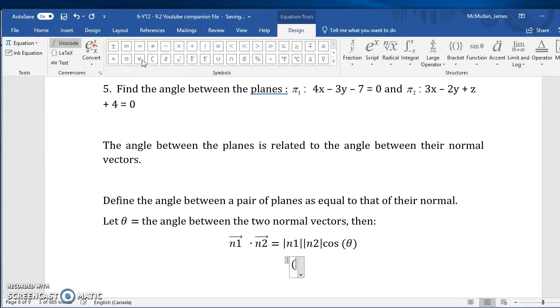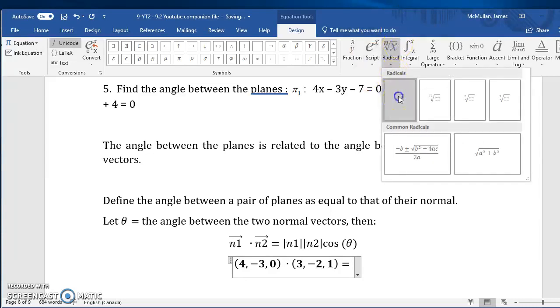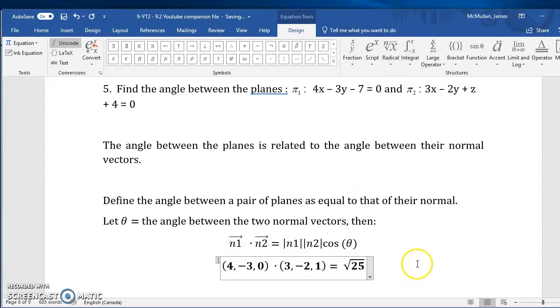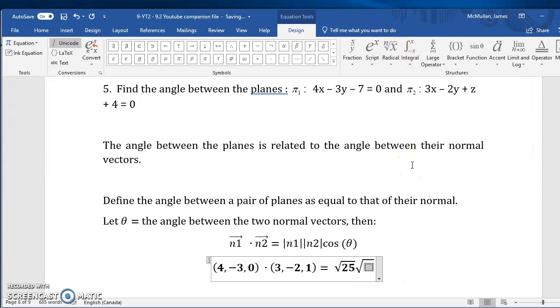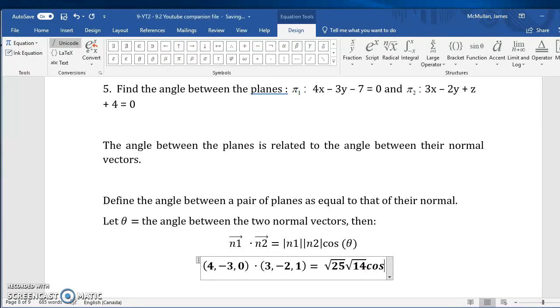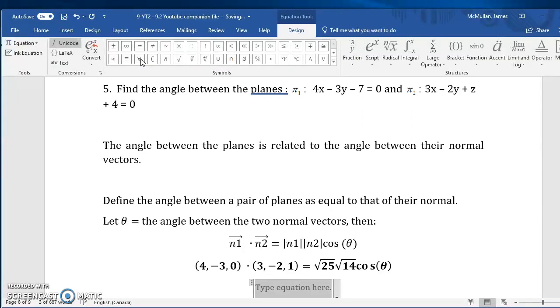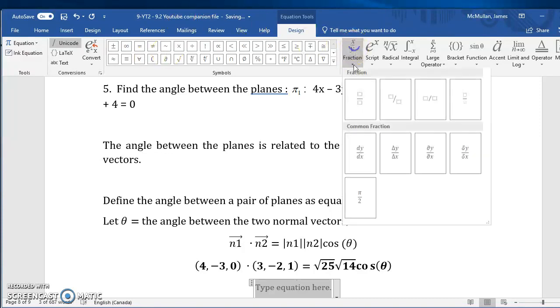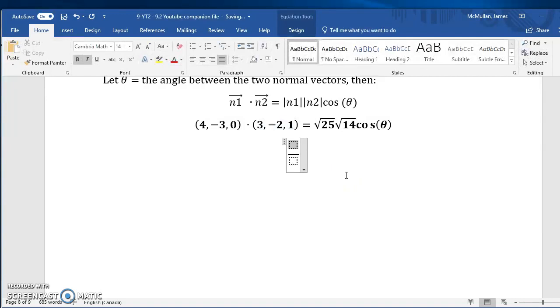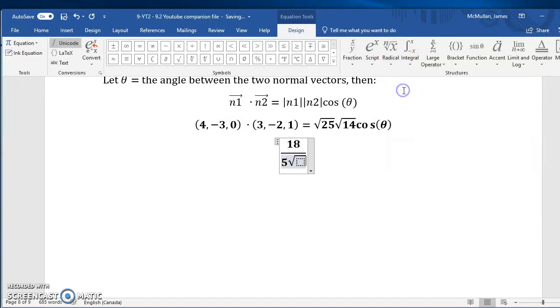To do that, we're just going to fill it out. (4, negative 3, 0) dot (3, negative 2, 1) is equal to the magnitude of the first one, which is root 25, or just 5, times the magnitude of the second one, which is 9 plus 4 plus 1, root 14, times cos theta. Now we just need to do the dot product. 4 times 3 is 12, plus 6 is 18. So we can bring the fraction over: 18 over 5 root 14 equals cos theta.